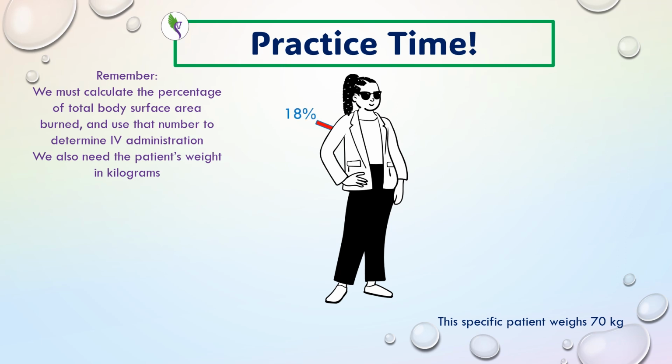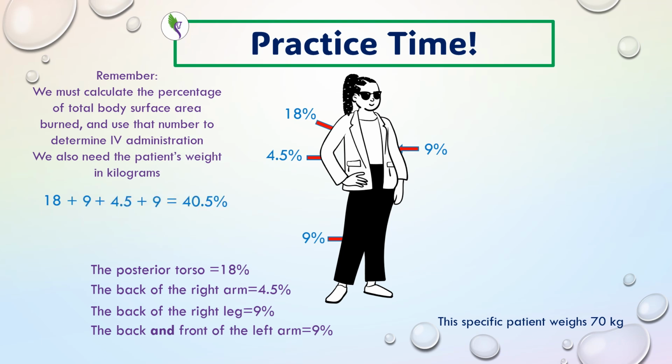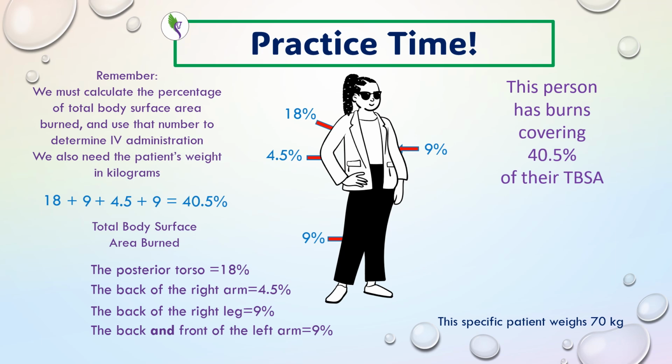This patient burned their whole posterior torso at 18%. They burned the back of the right arm, so half of 9 is 4.5%. They burned the back of the right leg, that's 9%. Remember, the leg is 18%, so the back half would be half of that at 9%. And this patient burned their whole left arm at 9%. We add that up, 18 plus 9 plus 4.5 plus 9 gives us 40.5%, and that's the total body surface area burned for this particular patient.